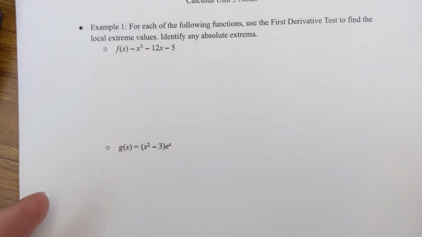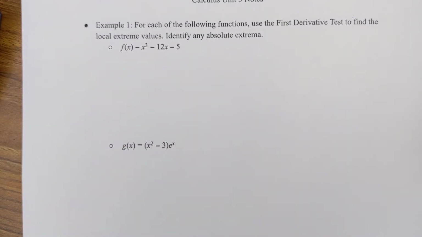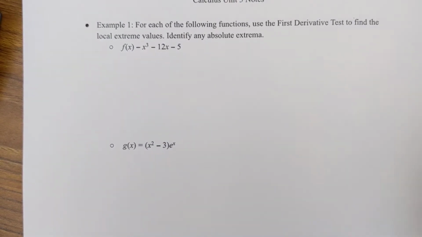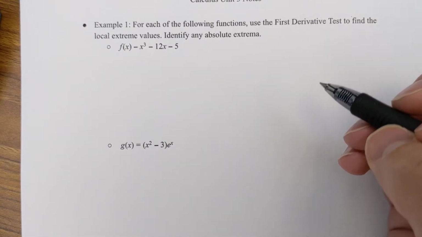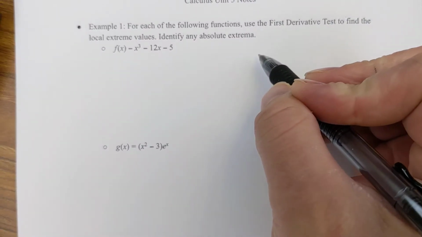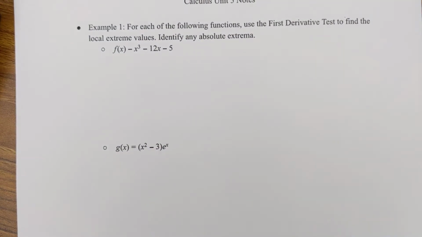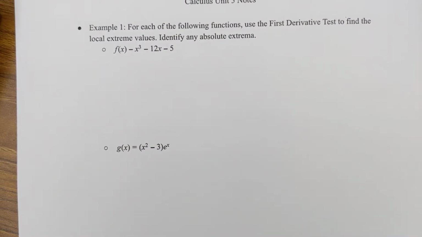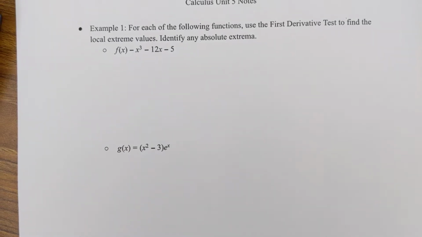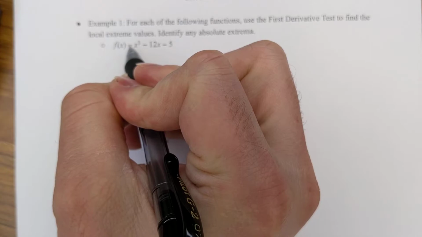Okay, so example one: for each of the following functions, use the first derivative test to find the local extreme values. Identify any absolute extreme values. Okay, so actually, is there a typo? Let's see if that's a typo. It should be negative x cubed, or if it should be equals x cubed. So let's find example one. That should be equals x cubed. So that should be an equal sign.